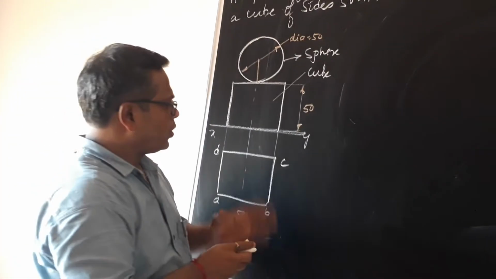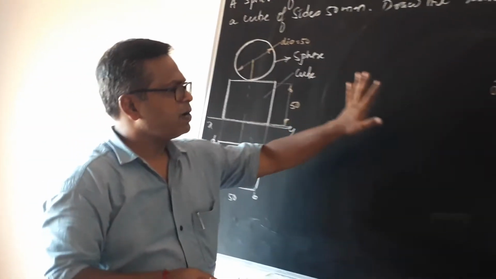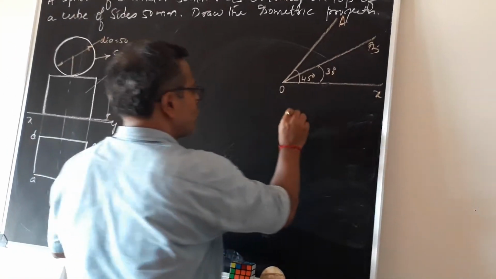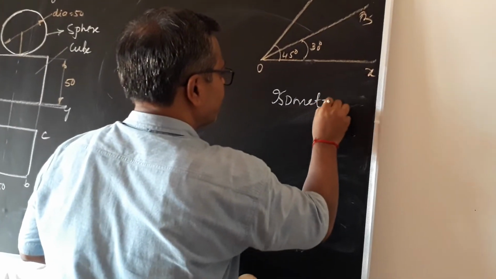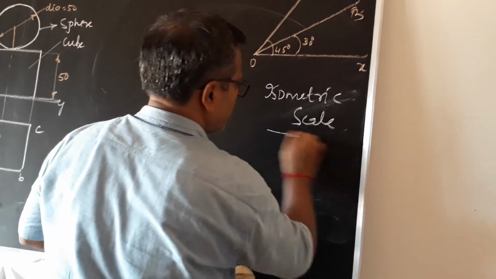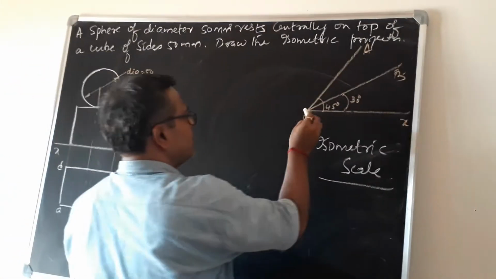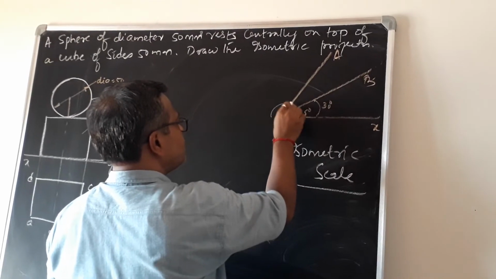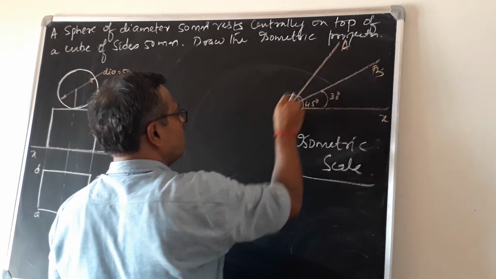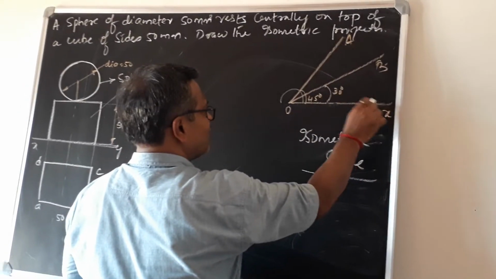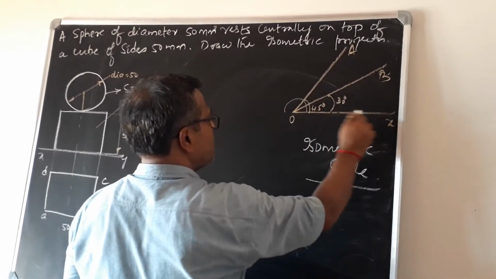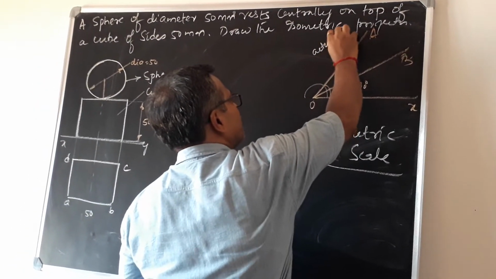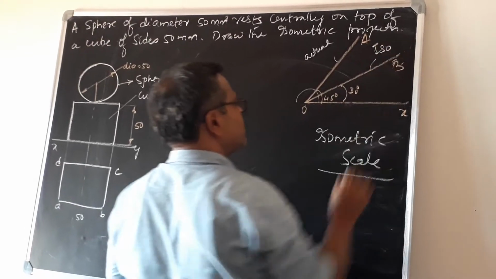Now, to draw this combination of solids in isometric projection, initially I should draw the isometric scale. What are the isometric scales here? Draw a horizontal line called OX. Keep the protractor at O, measure 45 degrees and draw a line AO, where the angle AOX is 45 degrees, and the angle BOX is 30 degrees. This is called the actual scale, and this is called the isometric scale.